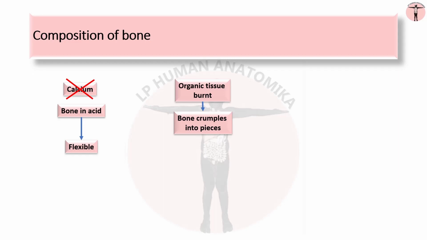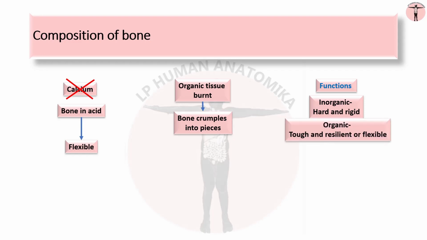I repeat, the functions of organic and inorganic components. Inorganic calcium salts make it hard and rigid, which can afford resistance to compressive forces of weight bearing and impact forces of jumping. The organic connective tissue makes it tough and resilient or flexible, which can afford resistance to tensile forces. In strength, bone is comparable to iron and steel. Some elements like lead, plutonium and strontium may be taken up by bones and stored. The strontium may lead to malignant tumors of bones. Studies of strontium content of bones give information of radioactive fallout.